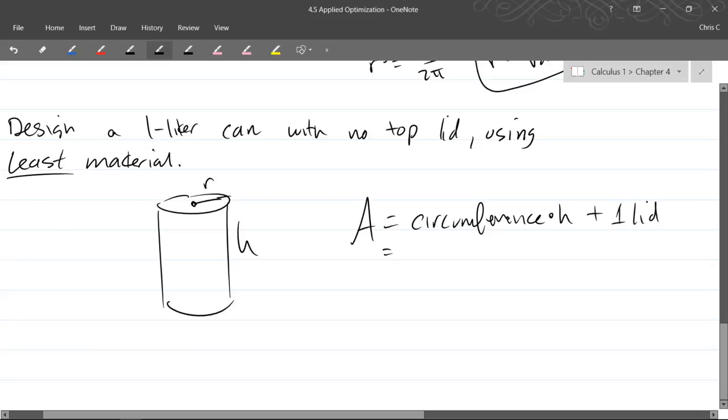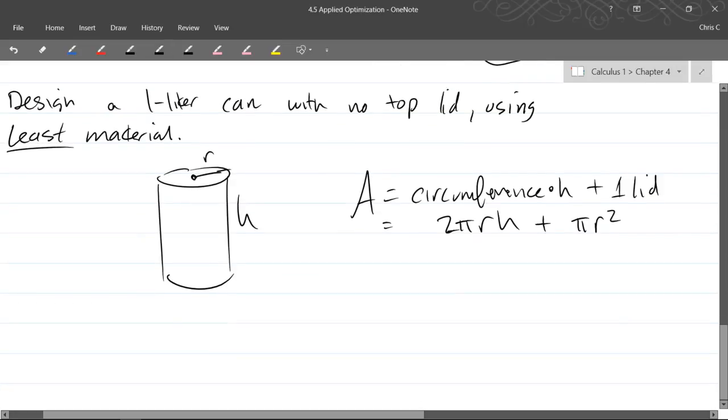And it's the same as before. This is 2 pi r, h plus lid is pi r squared. We just don't have a 2 pi r squared, so we only have one lid.